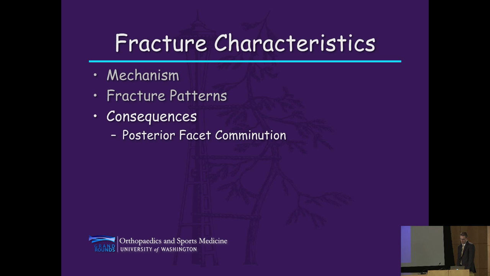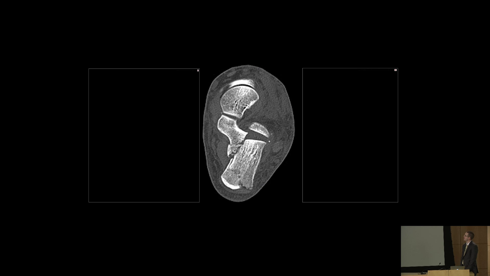As the talus is driven down into the calcaneus, various manifestations of this energy and displacement occur, the first of which is posterior facet comminution. You get varying levels of facet comminution based on the amount of energy that's transferred from the talus into the calcaneus. These are three axial representations of varying degrees of posterior facet comminution.